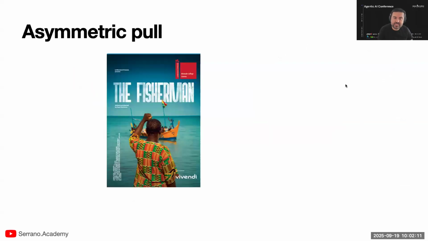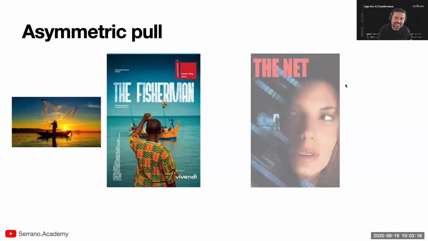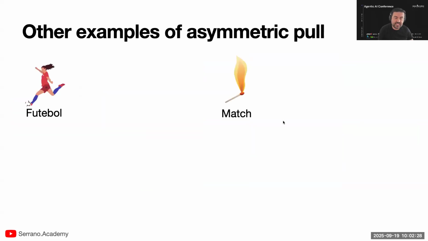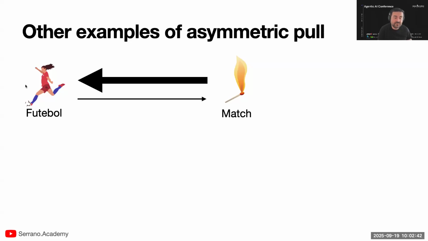Okay. Think about this. There's a movie called The Fisherman. That movie contains a net. There's a movie called The Net. Believe me, there's no fisherman in that movie. Does that make sense? There are other examples, right? Like if I say football and match, right? Which one pulls more? Oh, and I typed it in Portuguese because last time I gave this talk, it was to Brazil. Football pulls more, right? Because if I say football, I say match. But if I say match, I could be saying about other things.